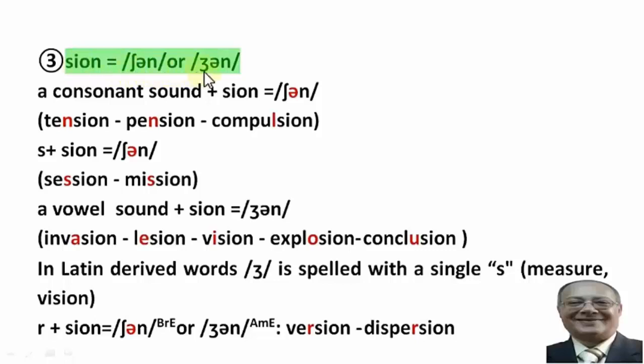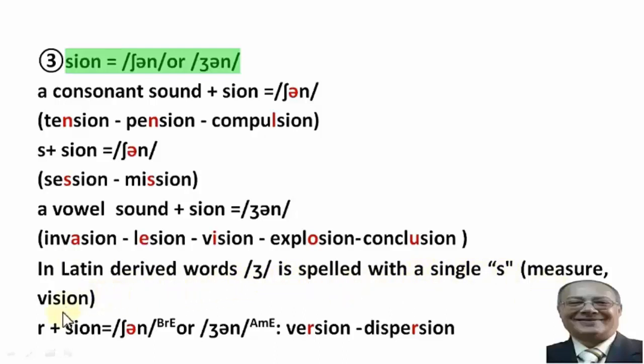S-I-O-N after a consonant sound is pronounced shun: tension, pension, compulsion. S-S-I-O-N is pronounced shun: session, mission. A vowel sound plus S-I-O-N, S-I-O-N is pronounced zhun: invasion, legend, vision, explosion, conclusion. In Latin derived words, zh is spelled with a single S.